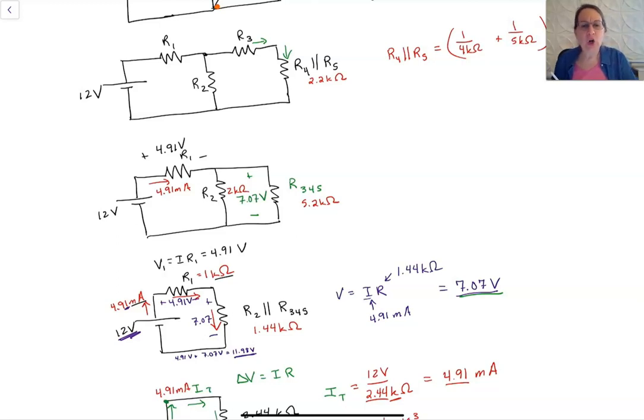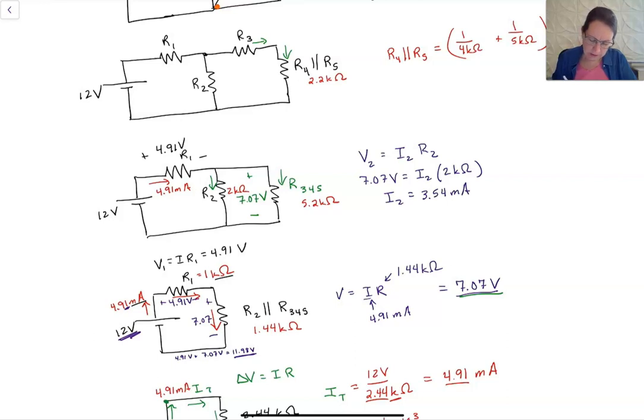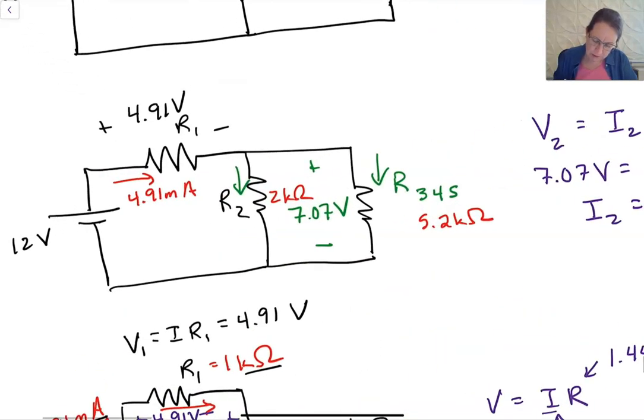And so now we can find the current in each of these sections, right? The current through R2 and the current through this 3, 4, 5 equivalent. So the voltage for 2 is equal to the current for 2 times R2. So we've got 7.07 volts is equal to I2 times 2 kiloohms. The current is going to be in milliamps. 7 divided by 2 is about 3, actually 3.54 milliamps, right? So that's the current here.